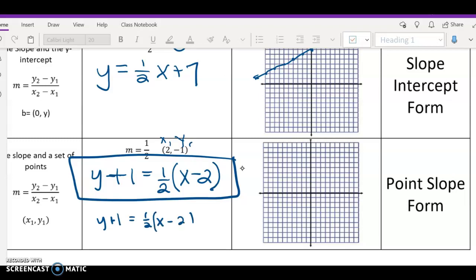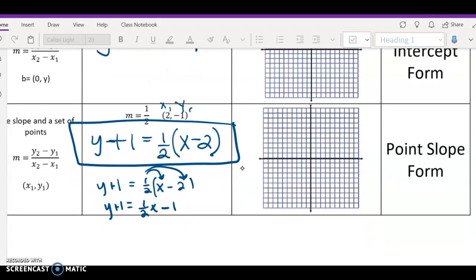And actually there's 2 ways to do this. So you could bring this through and you have 1/2 x minus 1/2 times negative 2 is negative 1. And then we subtract 1 from both sides. So we have y equals 1/2 x minus 2.